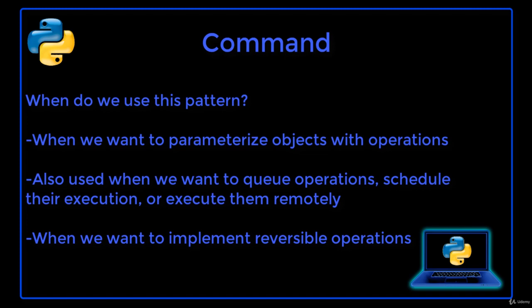When do we use the command design pattern? This pattern is used when we want to parameterize objects with operations. We can also use it when we want to queue operations, schedule their execution, or execute them remotely. We can also use the command pattern when we want to implement reversible operations.